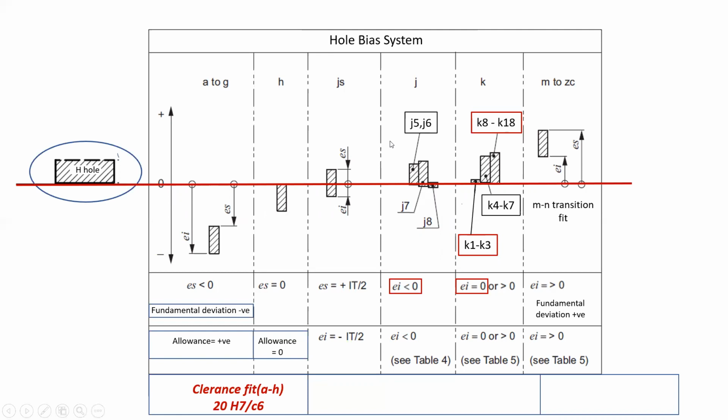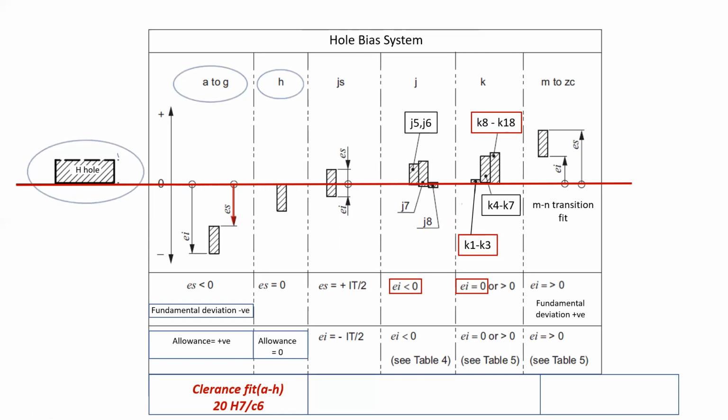Now we can see the different fundamental deviations of the shaft from A to ZC. For shafts designated with A to G, the upper deviation will be the fundamental deviation and it is negative, as is shown by the red arrow. Similarly, for the shaft h, the upper deviation is zero and the tolerance zone will extend downwards. Now, if we mate the H hole with a shaft designated with A to G, it will result in a clearance fit. It will have some minimum clearance.